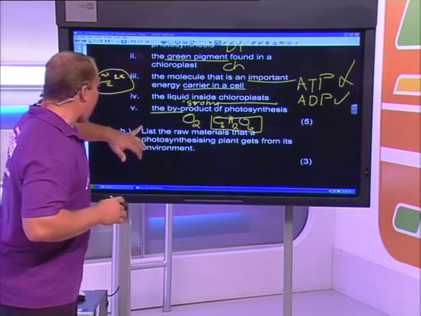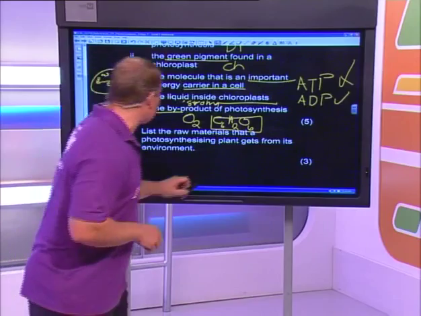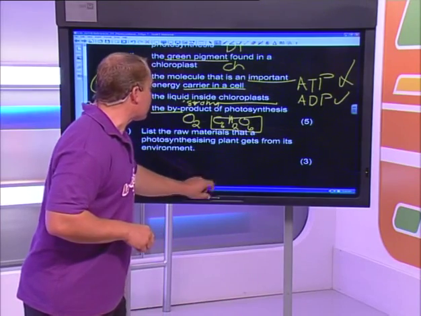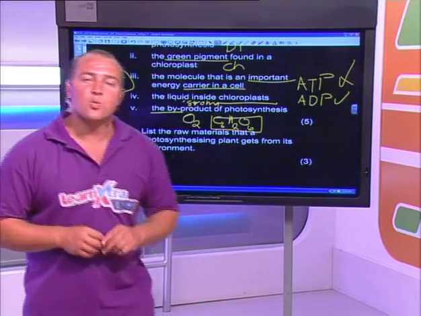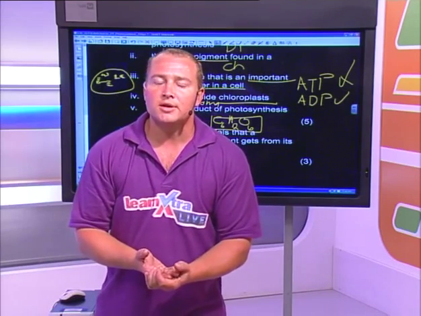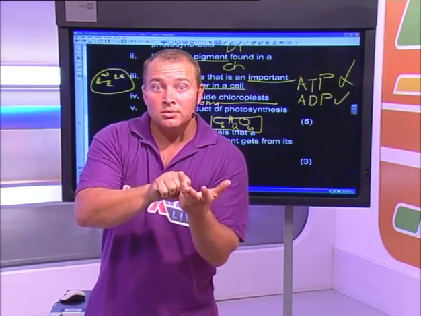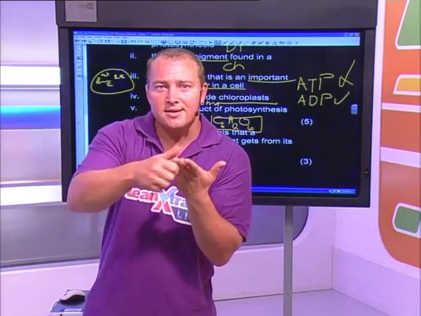Okay, that is it. And list the raw materials that photosynthesizing plants get from the environment. What are the raw products? Okay, water, carbon dioxide, and sunlight.